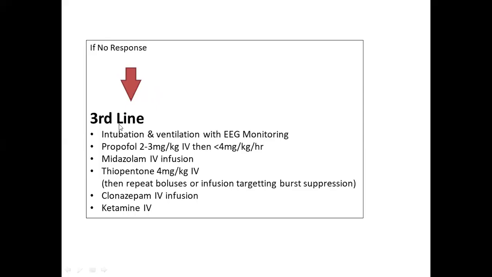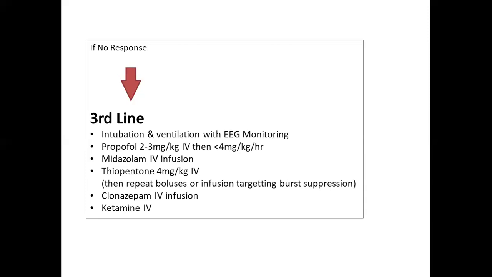Then we are going to go for the third line measures, right? Third line measures means we should ideally intubate the patient and ventilate with continuous EEG monitoring, right? Other than that, we should give a midazolam infusion, propofol IV, thiopentone sodium IV, medications like that, right? You can try ketamine IV also here after the intubation.